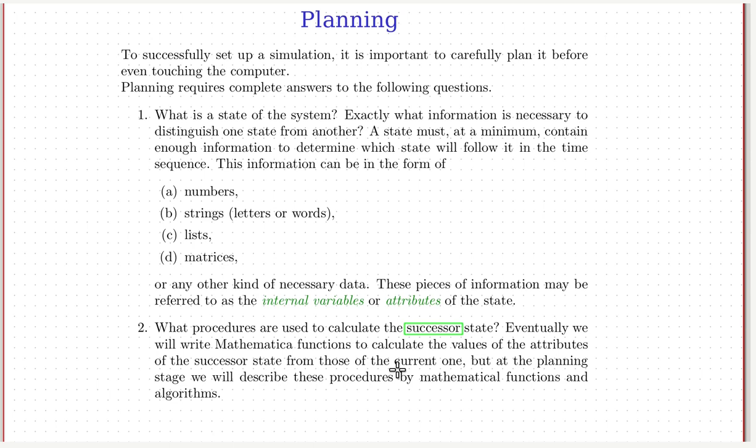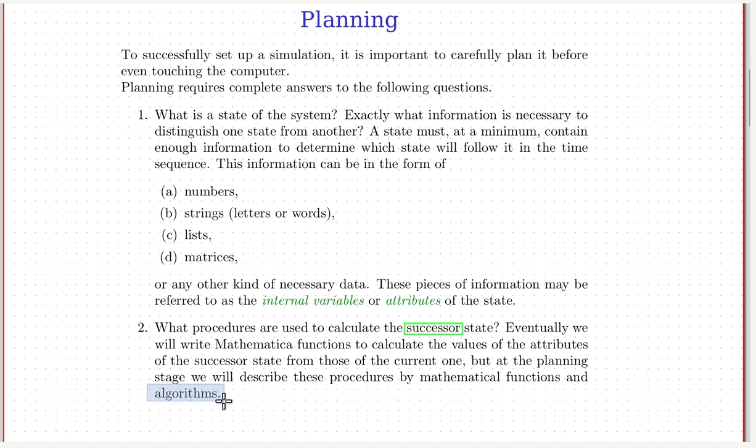That's what defines a state, knowing what the attributes are. We have to be able to calculate all the attributes of the successor state given the attributes of the current state. Eventually, we're going to write mathematical functions to calculate all of these new values, the new values of the attributes for the successor state, starting with the values of the current state. But for the moment, when you're at the planning stage, just think about it in terms of mathematical functions. Use mathematical notation, and then also describe in words the series of steps you may have to go through.